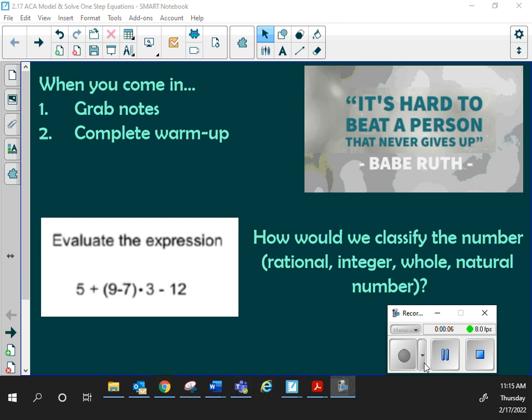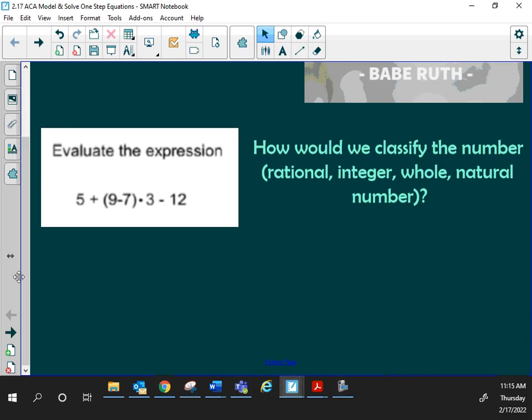Our warm-up is, yes, still some order of operations because we're still struggling with it quite a bit. So please copy down that warm-up, and then we want to talk about classifying. We're going to start spiraling back to stuff we learned at the beginning of the year, classifying the number, like the funnel, remember that funnel thing? I have it in my room as the rational, integral, whole numbers, natural numbers, figuring out where that would fall. So if you're at home, pause and play when you are ready.